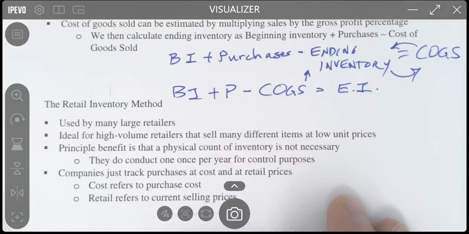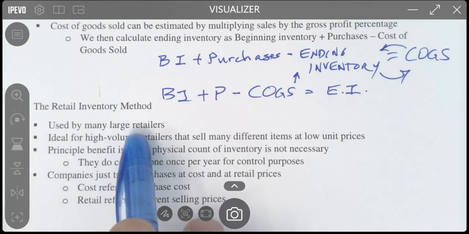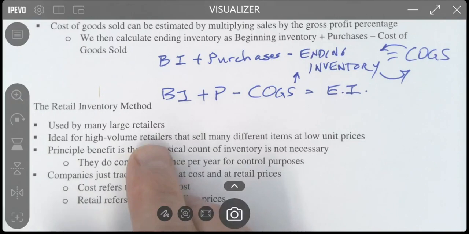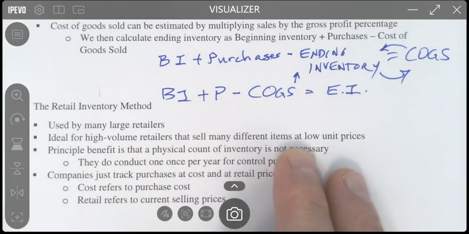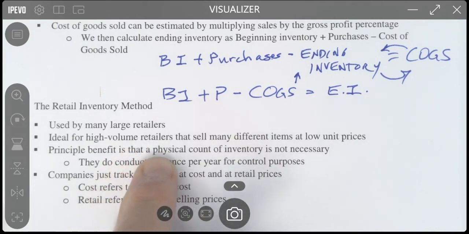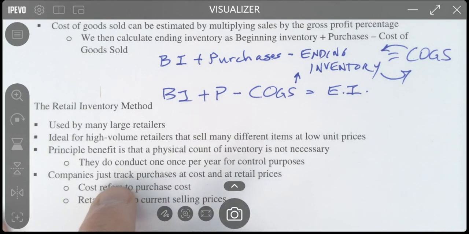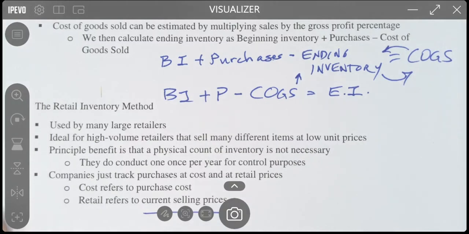Let's illustrate the concept of the retail inventory method. The retail inventory method is used by many large retailers. It's ideal for high volume retailers that sell many different items at relatively low unit prices. The principal benefit is that a physical count of inventory is not necessary. Most of these large companies do conduct one once per year for control purposes, though. Otherwise, companies just track purchases at cost and at retail prices. The cost refers to the purchase cost. The retail refers to the current selling prices.